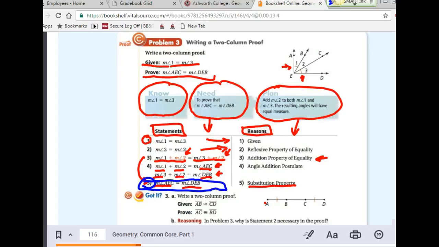These take practice. They don't come easy. The better you know your mathematical rules, like the reflexive property, addition property, or substitution, the easier proofs are when you're doing them. But they do not come easy. They force us to really put thought process into everything that we say within a particular math problem. All right? Best of luck on this.